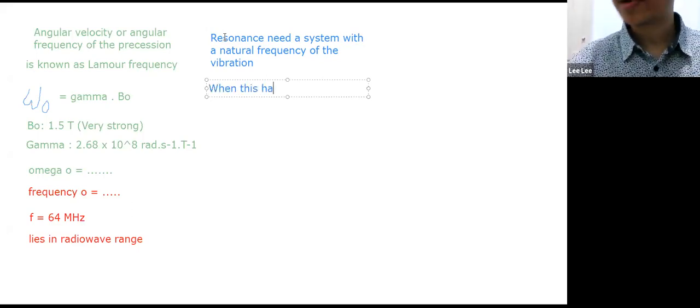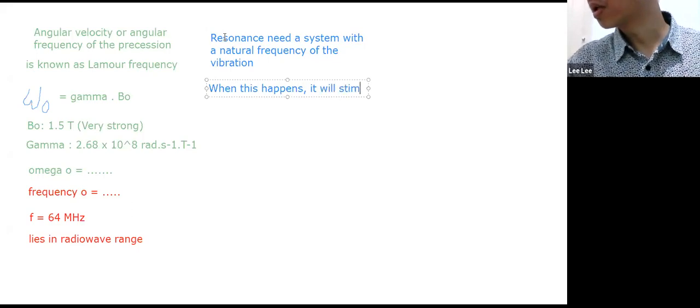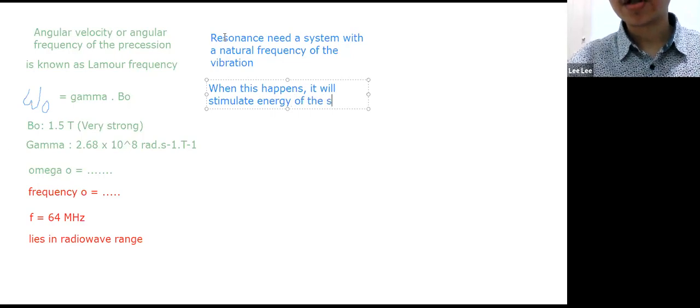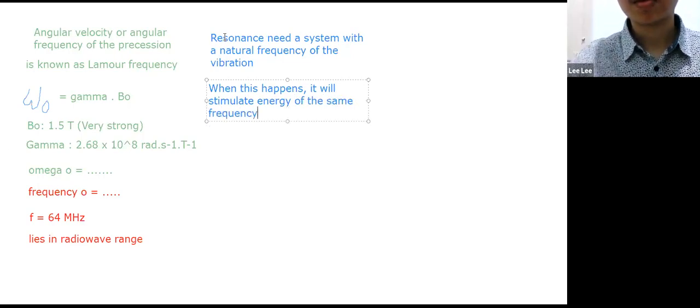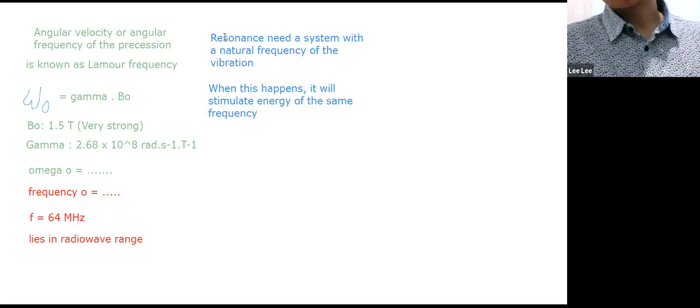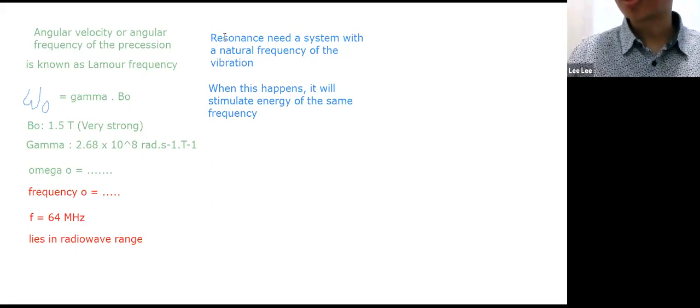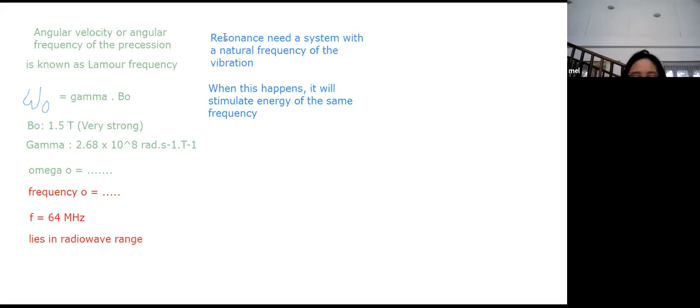So when this happens, it will stimulate energy of the same frequency. I mean, in resonance, right? If you give a frequency which is the same with the natural frequency, you will cause the object to resound, right, with a greater amplitude. So it will produce a greater amount of energy. Just now you said Larmor frequency is the natural frequency. Yeah.